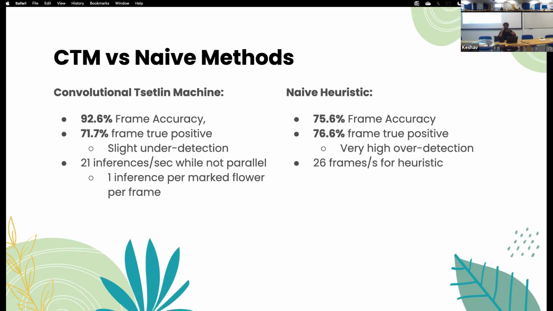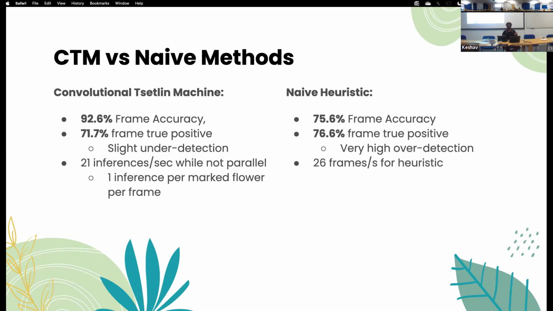Finally is a comparison of the convolutional Tsetlin machine against the naive heuristic. This was done primarily in terms of the frame accuracy, using the library available for the convolutional Tsetlin machine. This was not immediately usable within the pipeline, as this library does not allow for the saving of models. So this essentially needed to be tested on its own using a data set.